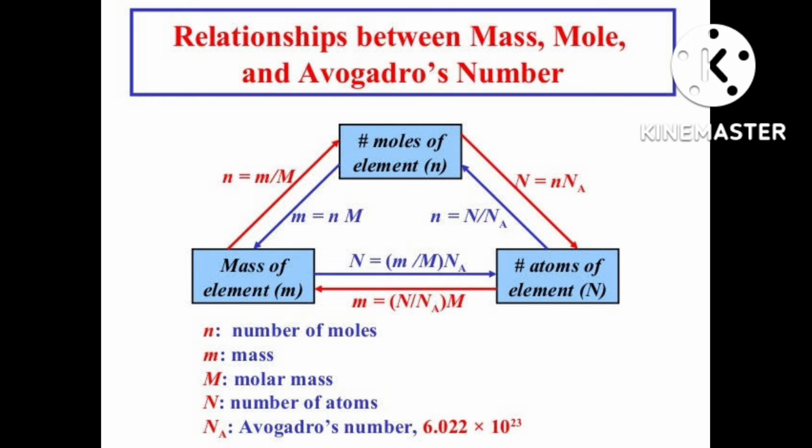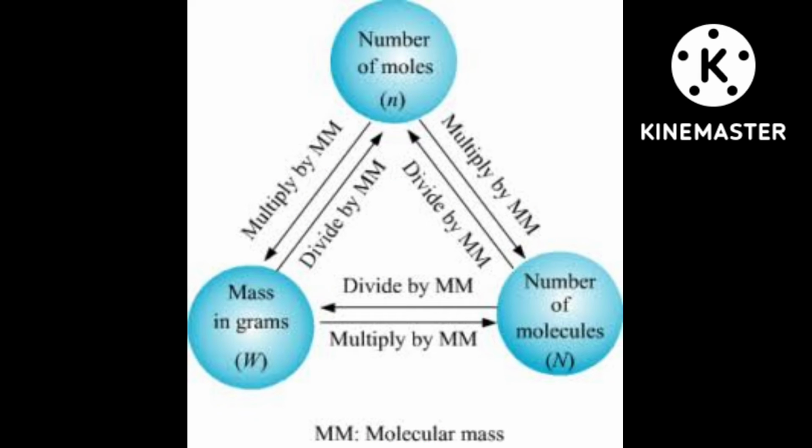Okay. Now you can get the value of R. Suppose you want to know the value of R; PV is equal to nRT, then R is equal to PV divided by nT. Simple. If you want to know the value of capital R, the universal gas constant, then put the values of pressure, volume, n, the number of moles, and T, the temperature.